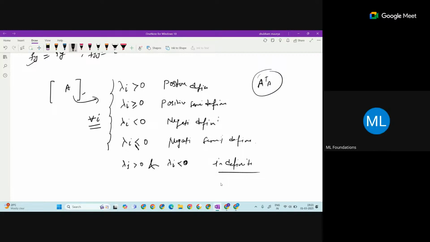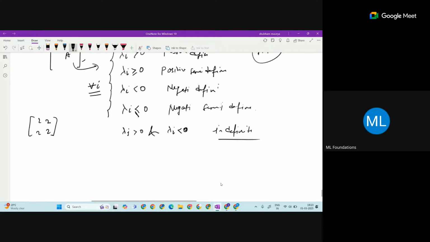So here our case is 2, 2, 2, 2. This is our matrix, so just find the eigenvalues here. The eigenvalues will be 0 and 4. So here the case becomes: greater than 0, since 4 is there, and equal to 0 also there. So it is positive semi-definite.